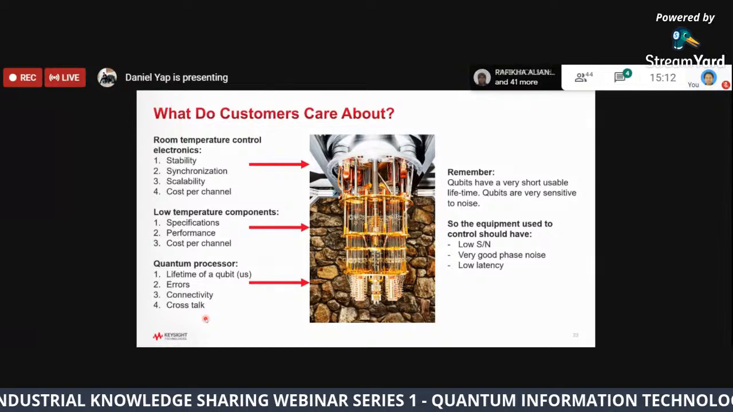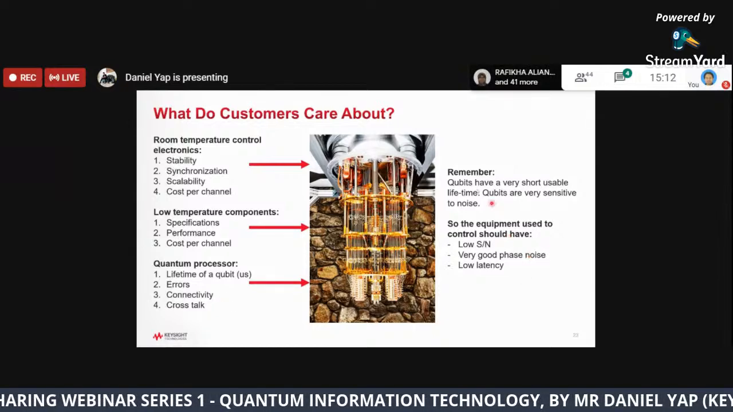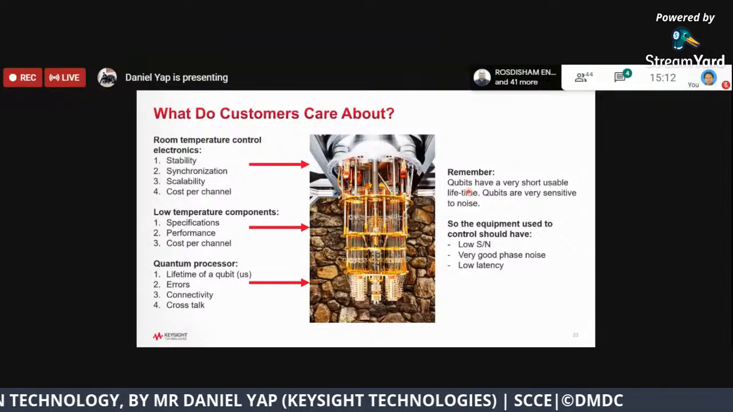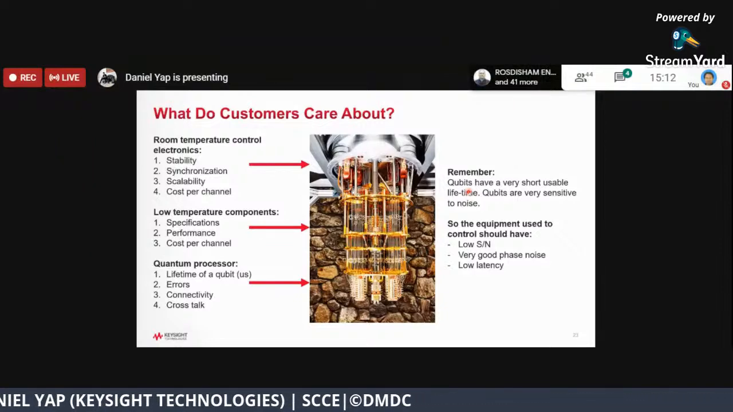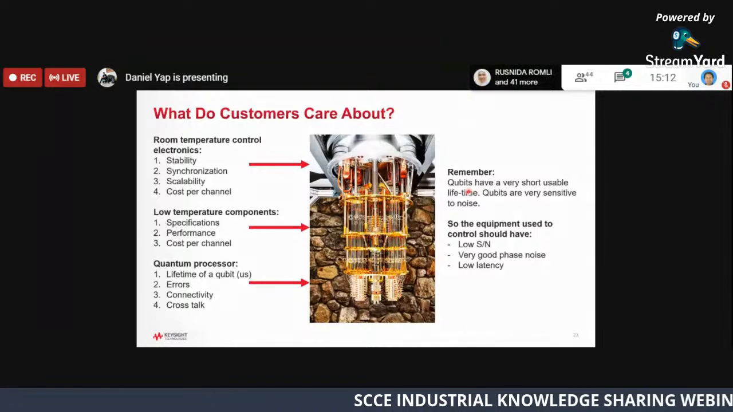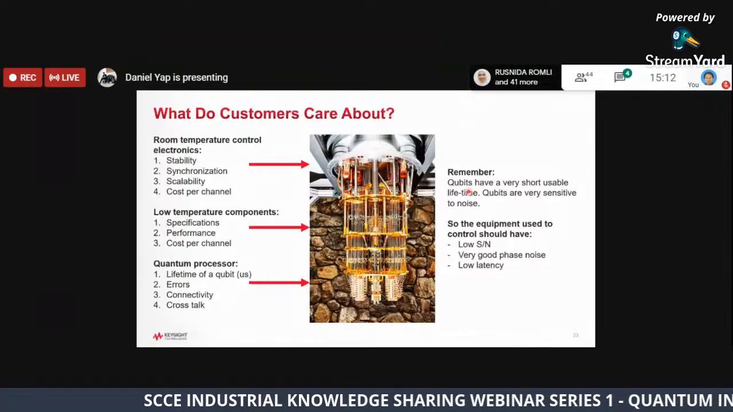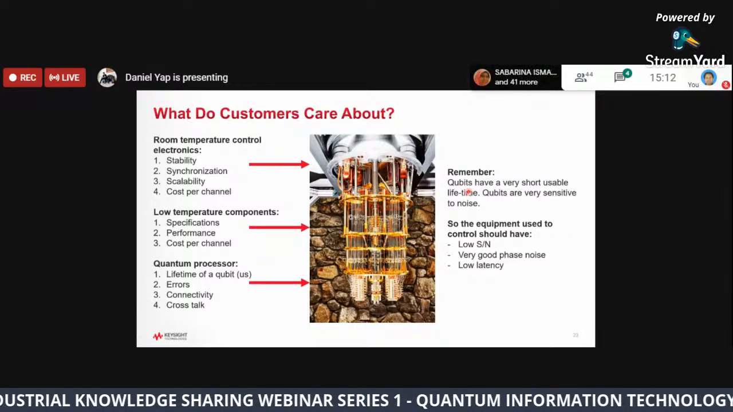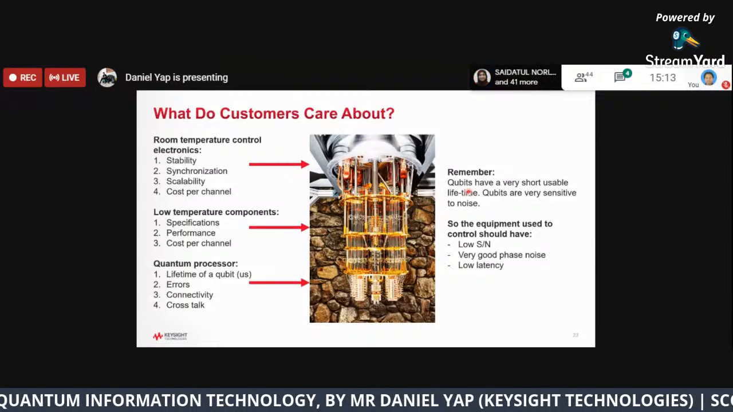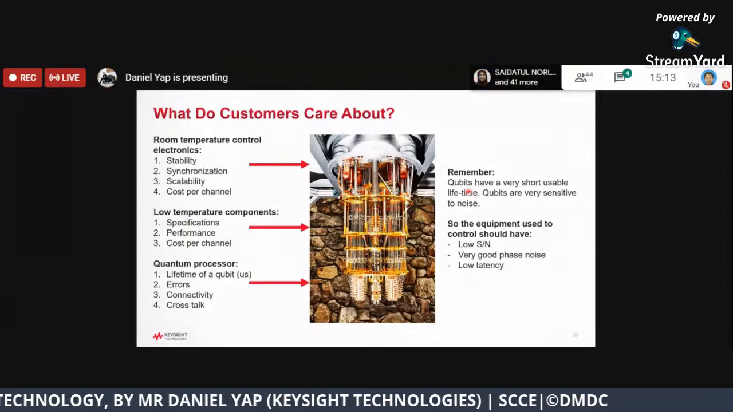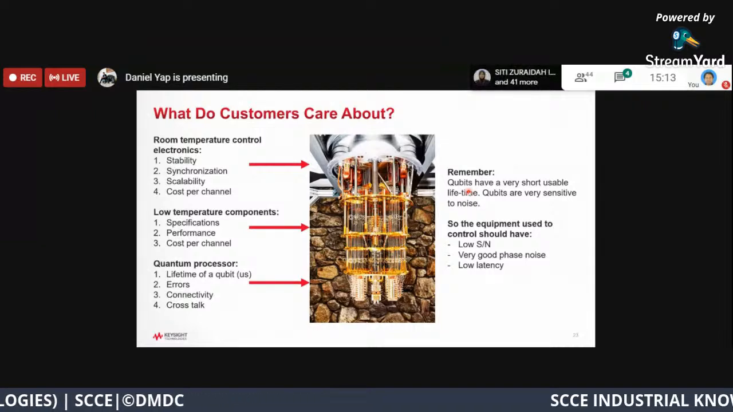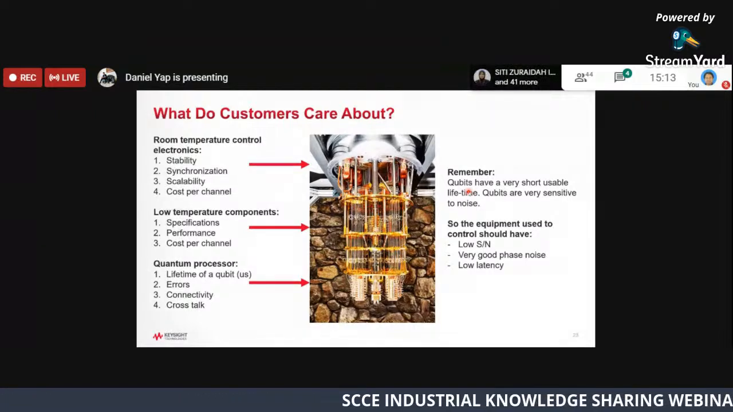Connectivity and crosstalk. Qubits have a very short usable lifetime, they are very sensitive to noise, as I mentioned. The equipment used has to be very good in signal to noise ratio, must be very good in phase noise, and low latency, very fast. How fast? We are talking about nanoseconds, maybe under 200 nanoseconds. It's very, very fast. So we do have instruments with that kind of capability.